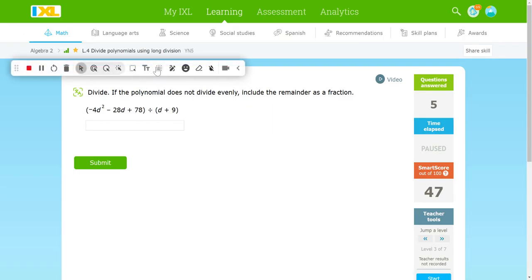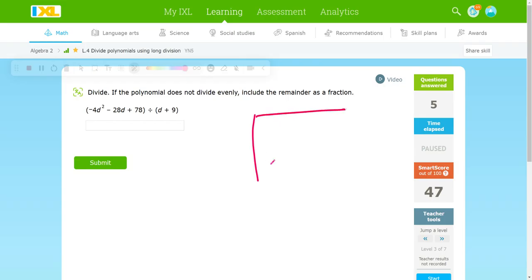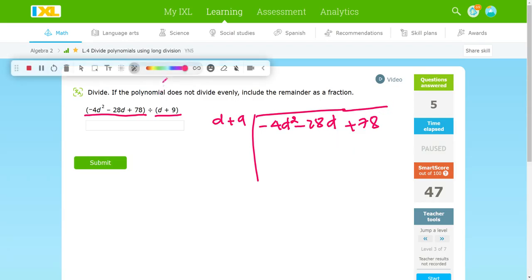Okay, so now I draw down this marking. Oh, here we go. 9d plus 9, I put in the top left corner over here. Negative 4d squared subtract 28d plus 78 over here. Make sure you extend everything. So now let's divide it. Negative 4d squared divided by d should be negative 4d.